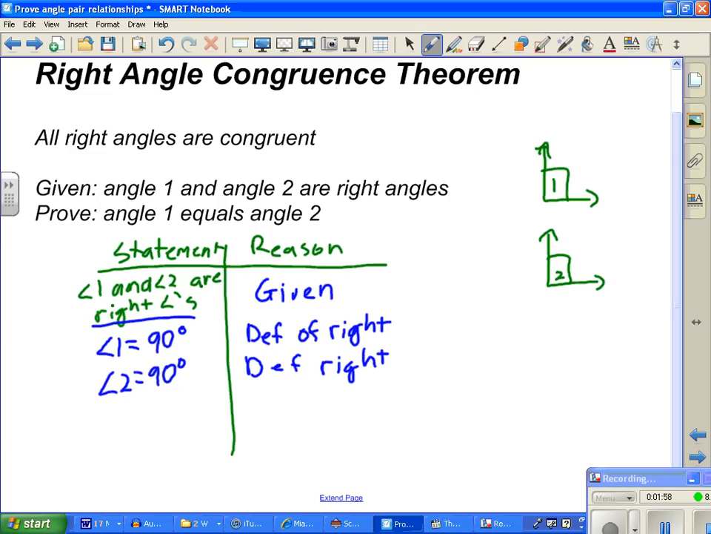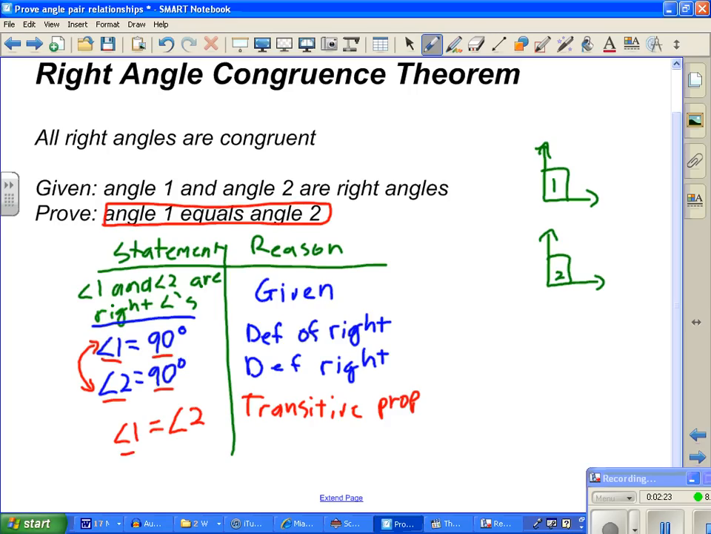Well then, if A equals B, let me underline what you can see. If A equals B and B equals C, then doesn't A equal C? So we can say angle 1 equals angle 2 by the transitive property. And guess what? You're done when you have the proof statement. Angle 1 equals angle 2. I have it. We're done. Okay, let's move on to the next one.